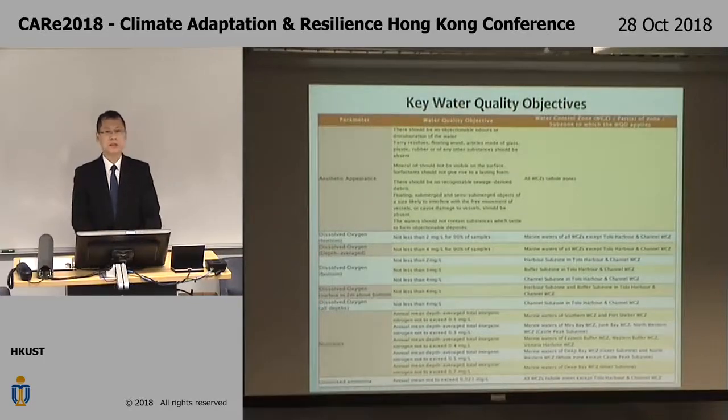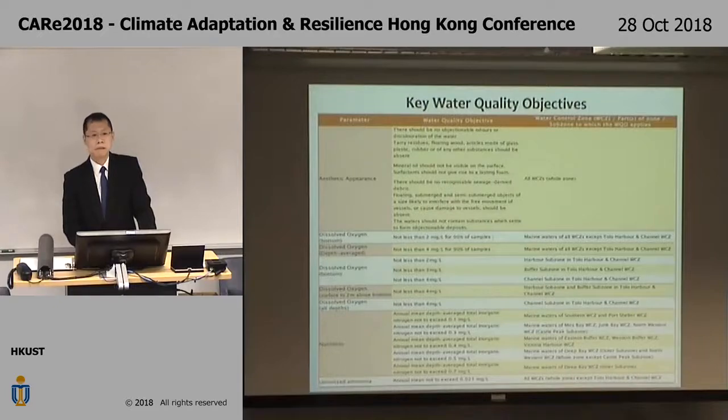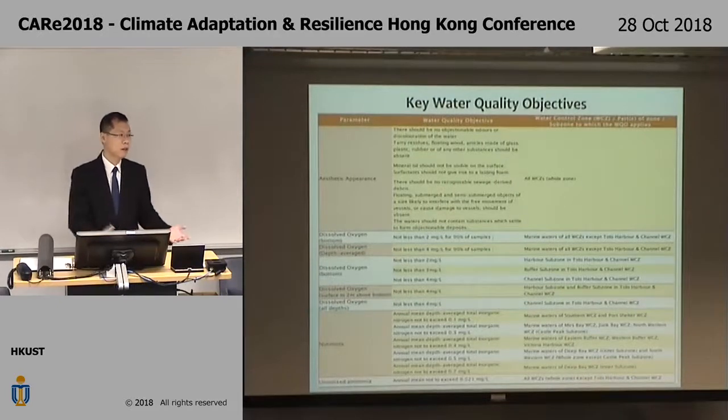This kind of information you can always access in our departmental web. Basically, what I want to emphasize is that dissolved oxygen, the key parameter we heard about hypoxia, low dissolved oxygen, is a key parameter in our water quality objective. For nearly all the marine waters, we set a standard for depth average dissolved oxygen: we aim to achieve a level of not less than 4 mg per liter.